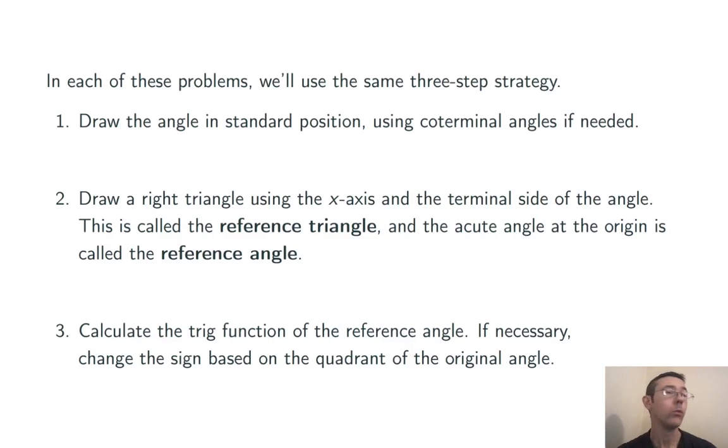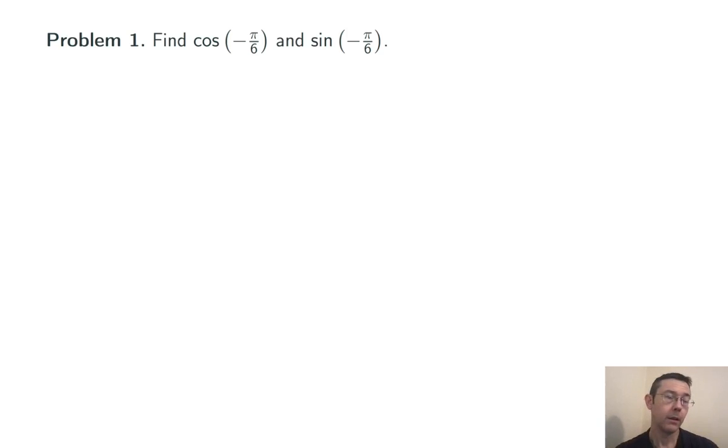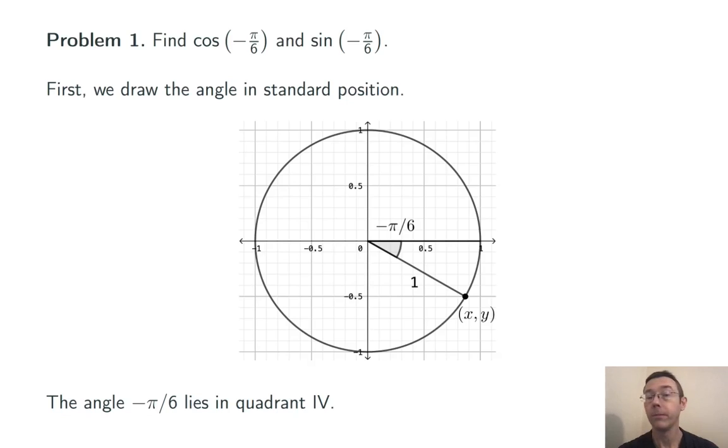If we need to, we'll change the sign, the plus or minus, of the result based on the quadrant of the original angle. Problem 1, find cosine and sine of negative pi over 6. Drawing that in standard position, we get this. We see that the angle is going to be in the 4th quadrant.